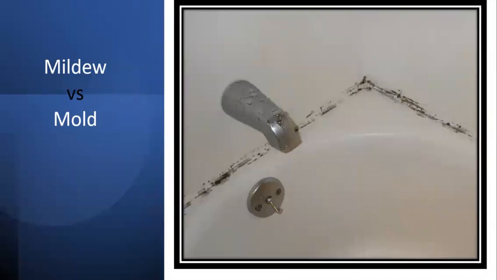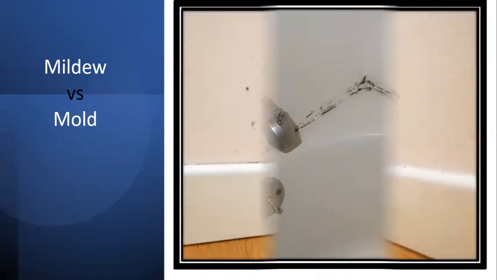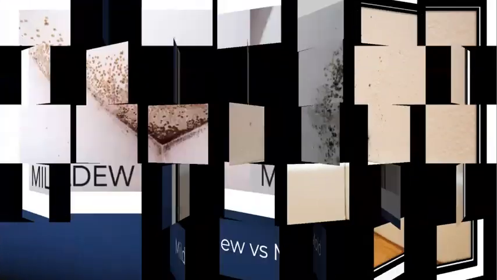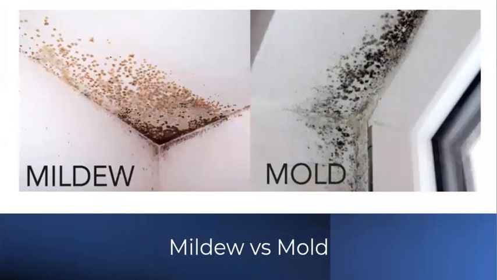So this is an example of mold on a wall around the tub. And then here you can see another picture of mold. And this is a comparison of mildew versus mold. Regardless of whether it's mildew or mold, this is not good at all.